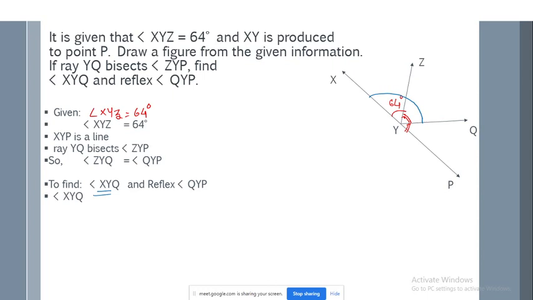Okay, Harika, can you tell me how did you arrive at 122 degrees? Yes, ma'am. Actually, we know that angle ZYQ is equal to angle QYP. Yes, these two angles are equal. And angle XYZ plus ZYQ plus QYP is equal to 180 degrees, ma'am.